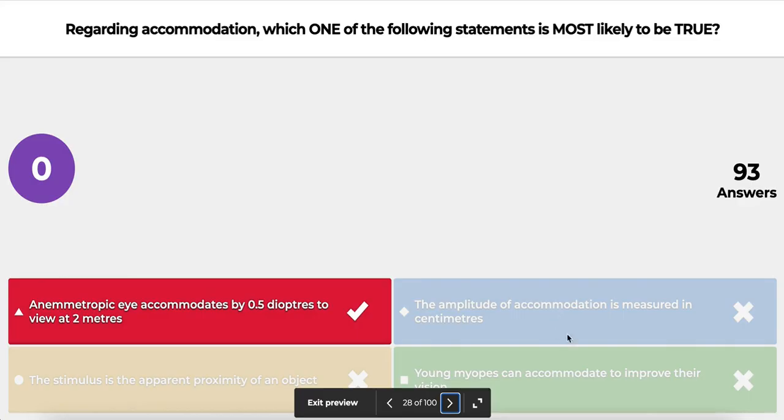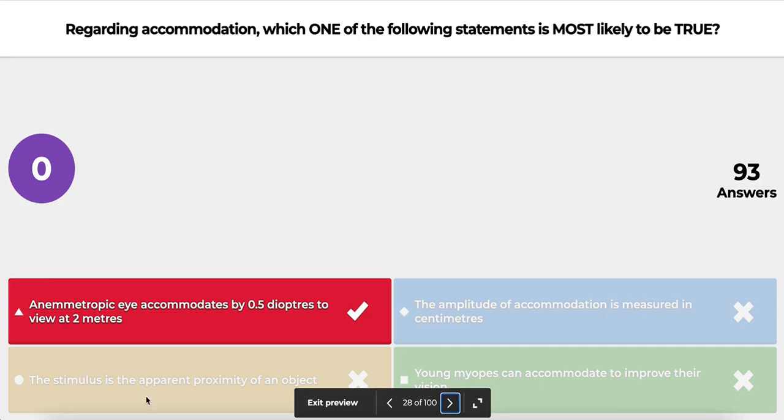The amplitude of accommodation is measured in diopters, not in centimeters, while the range of accommodation is what is measured in centimeters. The stimulus is not the apparent proximity of an object. So let's say, for example, if we put a minus lens in front of a patient's eye, he will accommodate in order to overcome this minus lens, and so we didn't approximate the object. So this is not the only stimulus.